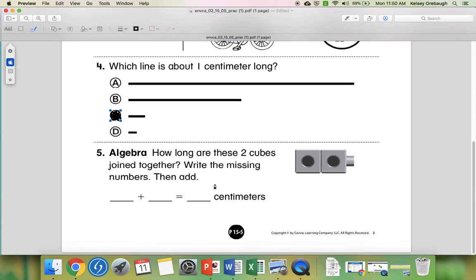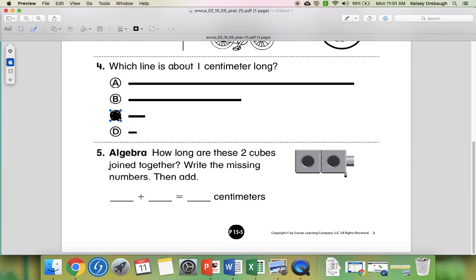And last one, algebra. How long are these 2 cubes joined together? Write the missing numbers, then add. Okay, so we want to know how long the cubes are joined together. Okay, so we're gonna measure each cube and then add. The thing we need to remember is that these cubes are the same length. The only reason they look different, this one looks longer, is because the peg of this cube is inside this cube in order for them to be connected.